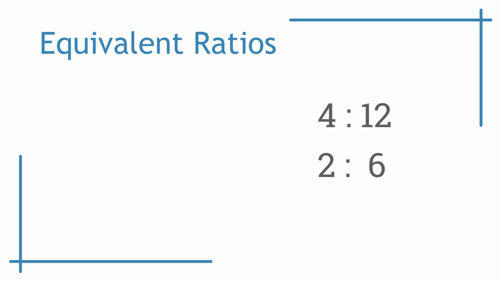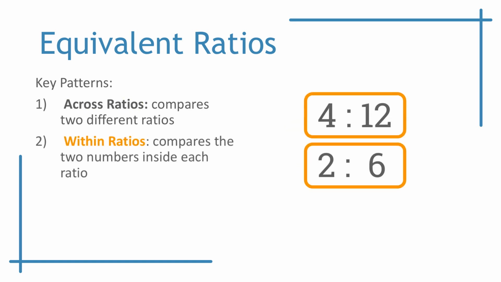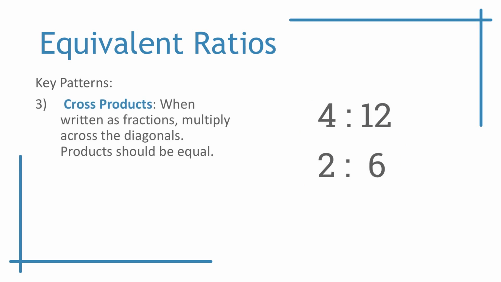There are three key multiplicative patterns that will always be present if two ratios are equivalent. The first is across the ratios. In the example provided, if we look across the two ratios, we see that the first ratio is 2 times the second ratio. The second pattern is within the ratios. If we look within each ratio, we can see that in each one, the second number is 3 times the first number. The last pattern is that cross products will always be equal if the ratios are equivalent.